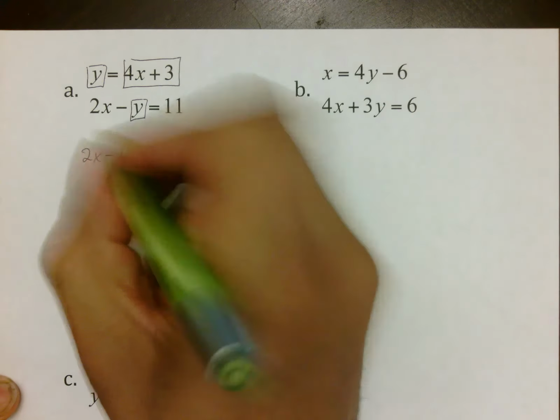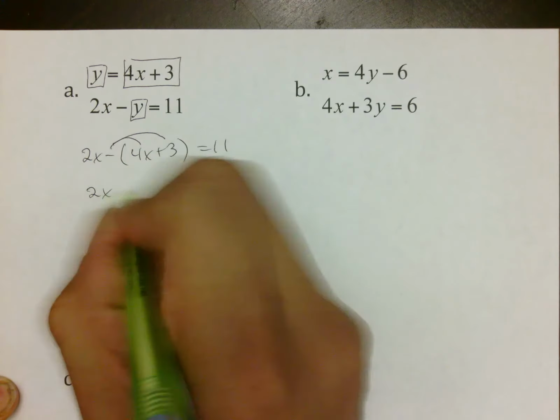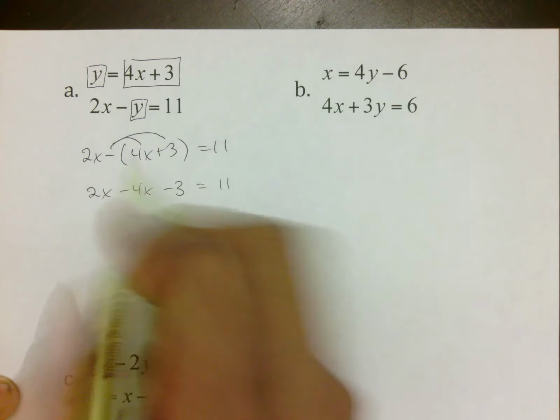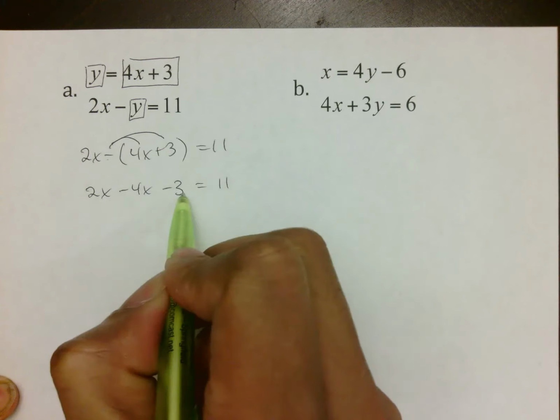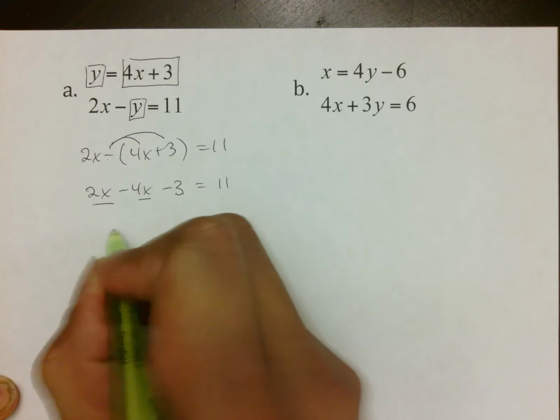To simplify, you understand if there's a negative, remember that the negative switches everything out there. So it's 2x minus 4x and then minus 3 equals 11. Again, that makes the 4 negative, it makes the 3 negative. And the last thing we do is put our like terms together. 2 minus 4 is negative 2.